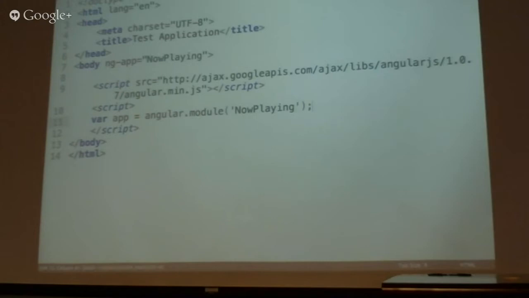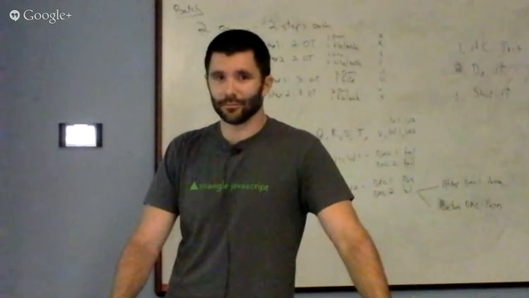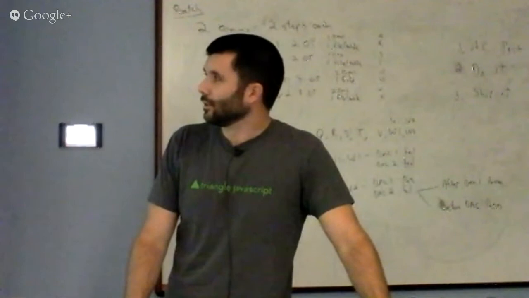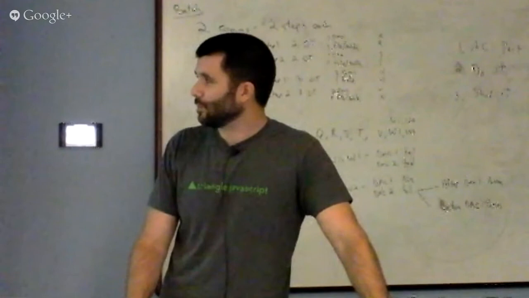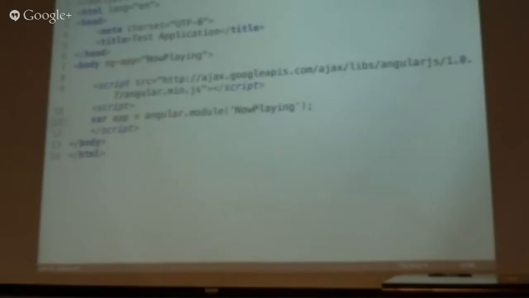One of my complaints about Angular is that, as with any library, you just have to remember how the API works. You just need to remember what the methods are called and everything. So when you're creating an application, they use a module method. And that module method's first parameter is the name of the string that's in your ng-app directive. And it also receives a second parameter where, if you wanted to, you could inject any other modules as dependencies into this particular module.